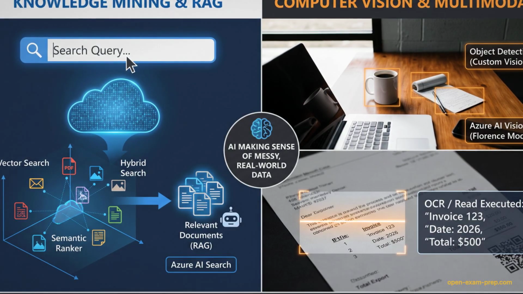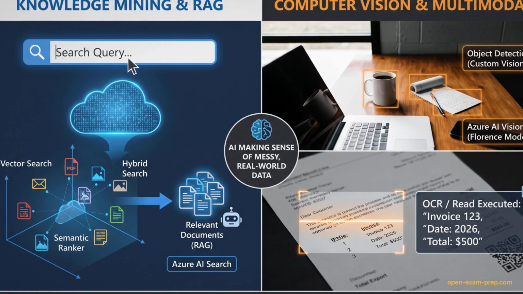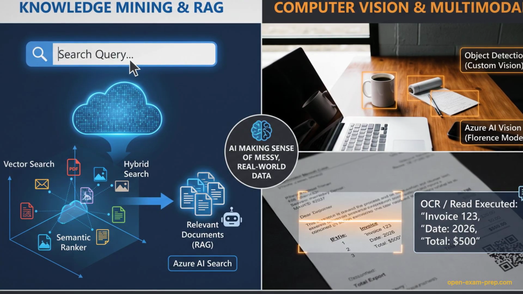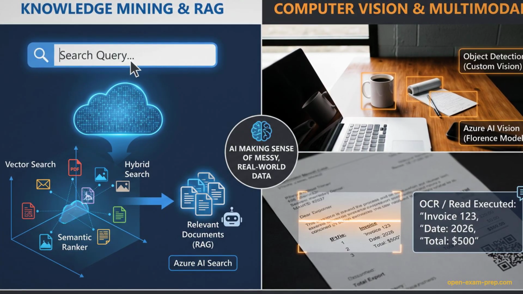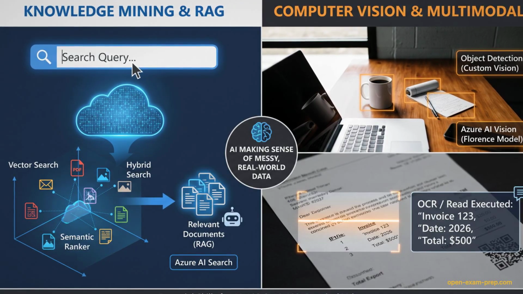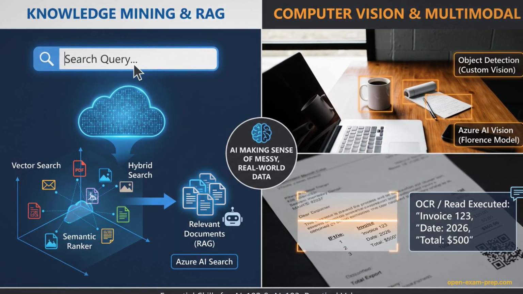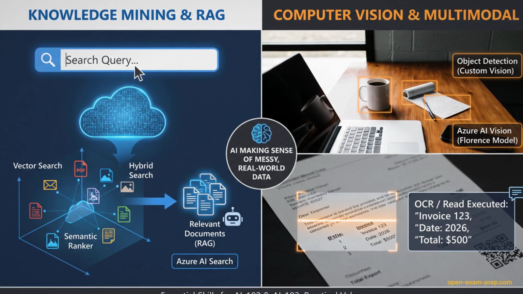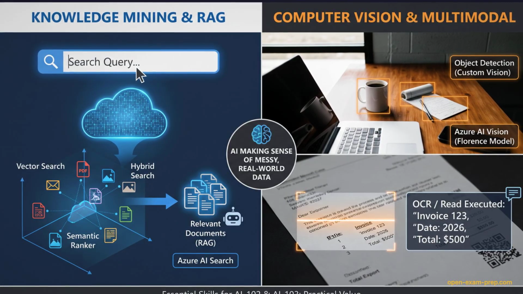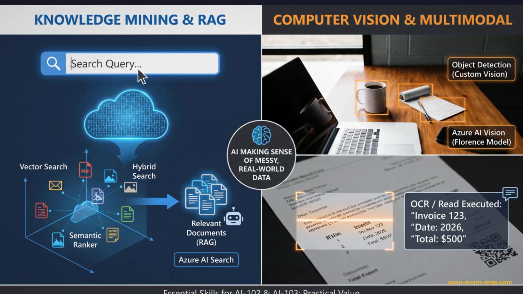Building intelligent applications means teaching them to understand unstructured data. This guide covers two key domains for this. First, implementing knowledge mining with Azure AI Search, including vector search and hybrid retrieval to find the most relevant information. Second, implementing computer vision solutions with Azure AI Vision. You'll learn about the Florence Foundation model for image analysis, OCR for text extraction, and even how to build custom models for specialized object detection tasks.